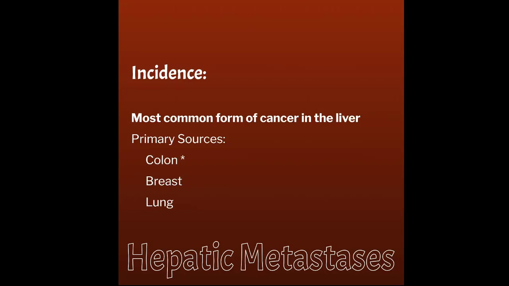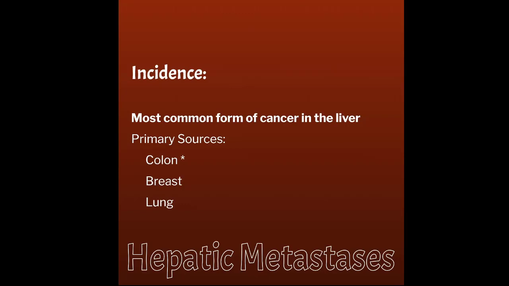The most common form of primary cancers that we see are going to be colon. And then we also see it from the breast and the lung, but colon is the most common. And that makes sense for everything we talked about with infectious diseases. All that blood is shared from the gut to the liver. So it makes sense then that colon cancers are more likely to travel to the liver.